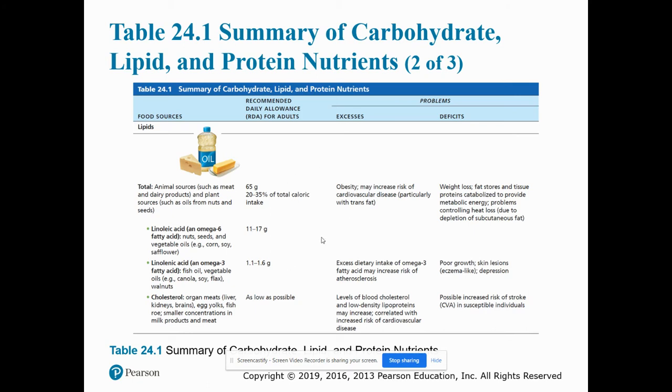So we have our different essential fatty acids down here. We also have cholesterol. Again, most of it is made in the body, but a little bit of it is brought in by our diet. 20 to 35% of total caloric intake should come from lipids.